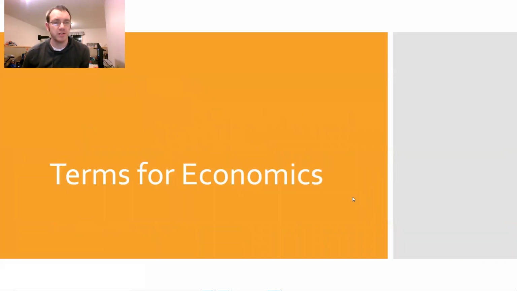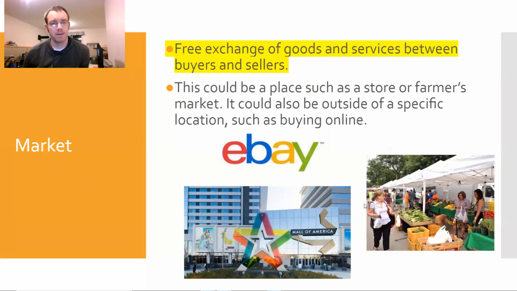So some of the terms you're going to see in economics. The first one is market, and that is the free exchange of goods and services between buyers and sellers. So how does that happen? Well, it can happen in a lot of ways. Our normal market economy is where you go to stores and buy things and give them money, and they use that to buy things from other people, right? You could have a farmer's market, where farmers bring their food directly into the city and then you buy it. There's a free exchange of goods or services, whatever it might be.